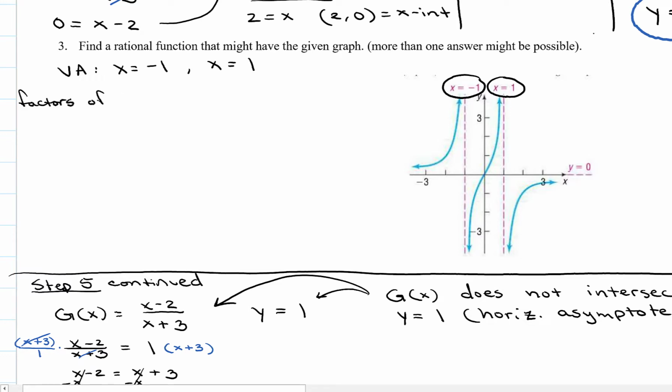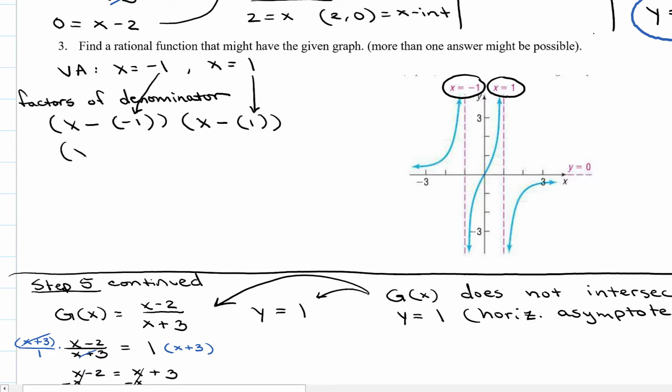So here we're going to have 2 vertical asymptotes, one at x equal to -1 and one at x equal to 1. That means that I'm going to need factors in the denominator, in the form of x minus r, but instead of r, I'm going to replace the r with those x values. So I'm going to put in here x minus -1 and x minus +1. And I'm going to simplify these. It's going to simplify to x plus 1 and x minus 1. Those are going to be the factors of my denominator.